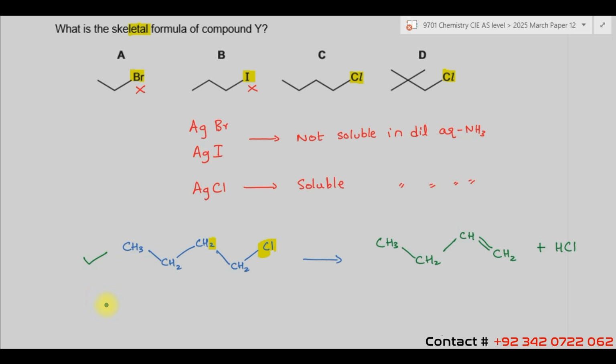Now looking at D, we have CH3. In the center we have single carbon, CH3, CH3, CH2 and Cl. So we can remove chlorine from one carbon, but from adjacent carbon we can see there is no hydrogen atom that can be removed. So the reaction is not possible.